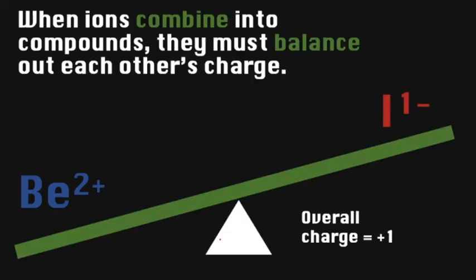I illustrated it here with this teeter-totter. Beryllium has a +2 charge. Iodine only has a -1. They're not balanced in terms of charges. Their overall charge is +1. So think to yourself for a second. How can we solve this problem? How can we balance out that last +1 charge?